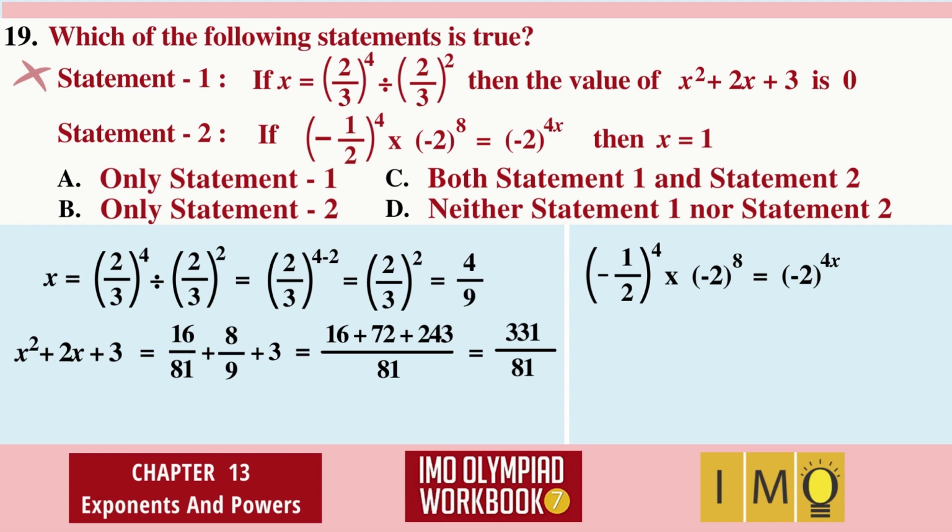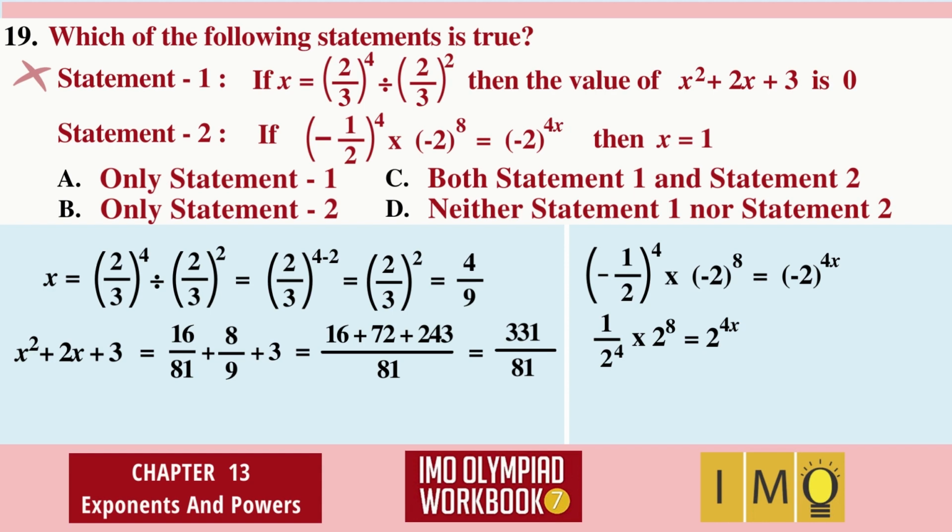All the terms in our equation have a base which is negative, but the exponents 4, 8 and 4x are all even numbers. This means the answer is positive. So, the negative sign can be ignored. So, our equation will become (1/2)^4 × 2^8 is equal to 2^(4x).